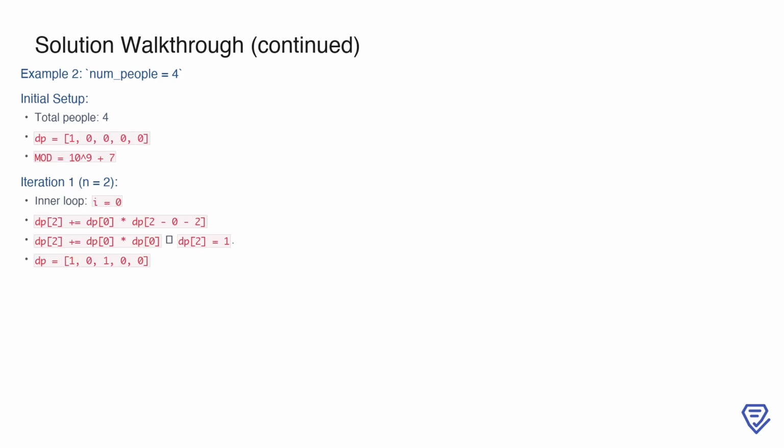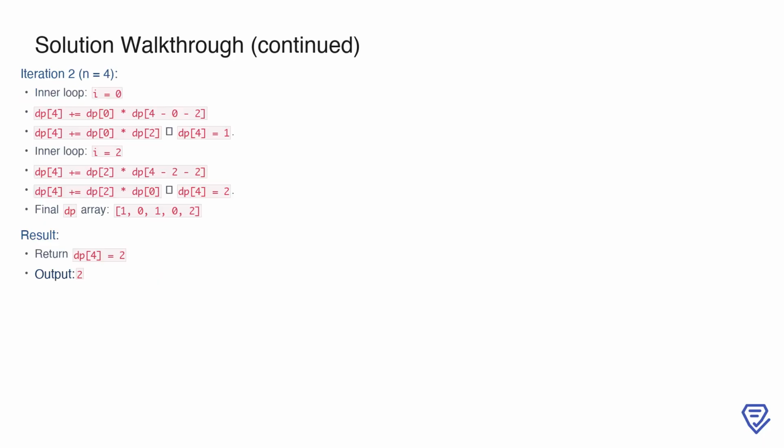This time, the DP array is initialized as 1, 0, 0, 0, 0 to accommodate up to 4 people. Again, dp 0 equals 1 serves as the base case, and we use the same modulus constant, mod equals 10 to the power of 9 plus 7. For the first iteration, where n equals 2, the inner loop runs with i equals 0. The formula dp n plus equals dp i asterisk dp n minus i minus 2 gives us dp 2 plus equals dp 0 asterisk dp 0, resulting in dp 2 equals 1. After this step, the DP array updates to 1, 0, 1, 0, 0. This prepares us to handle the next iteration for n equals 4.